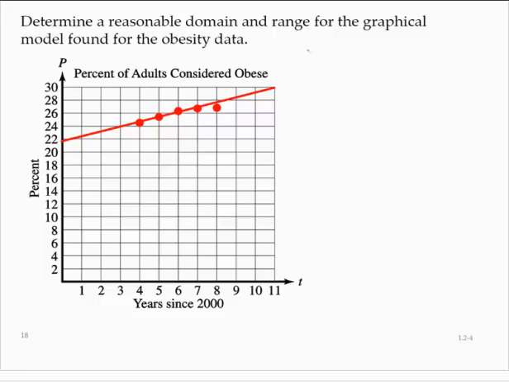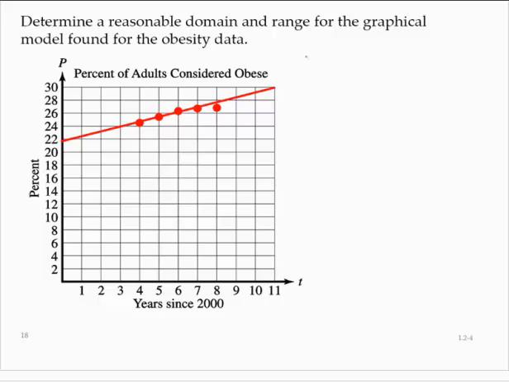Determine a reasonable domain and range for the graphical model found for the obesity data. So here was our eyeball best fit line, and it appears to model the data reasonably well. So what we can determine from that is that it would seem that we could go a couple years beyond the data in either direction.